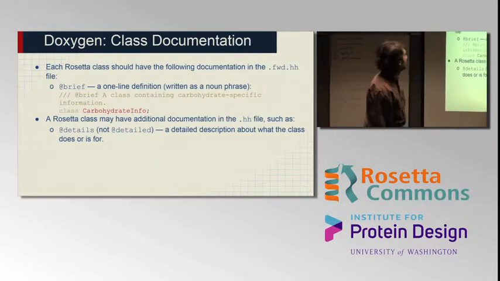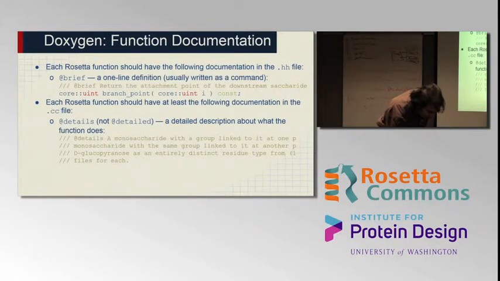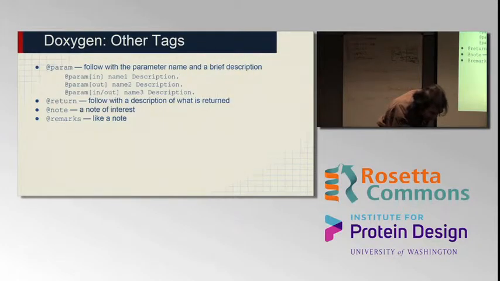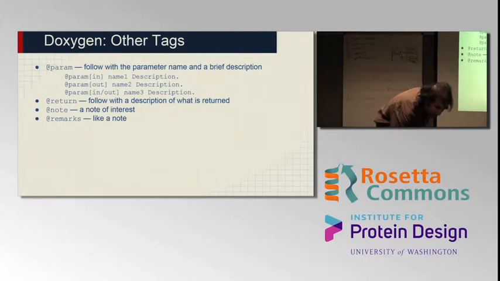And this I already said, classes, functions, etc. should have brief descriptions, and details is used to provide a more detailed description as well. Yeah, these are just examples of that. There are other tags that are handy. Param is nice if you've got a function with a bunch of arguments, some of which are inputs, some of which are outputs. You can document what's an input, what's an output, what the various arguments do, what's going to be changed by the function.